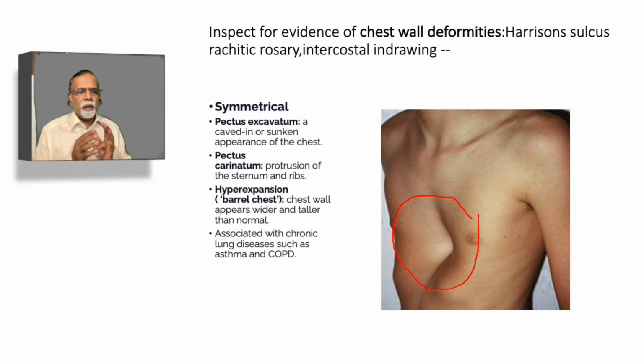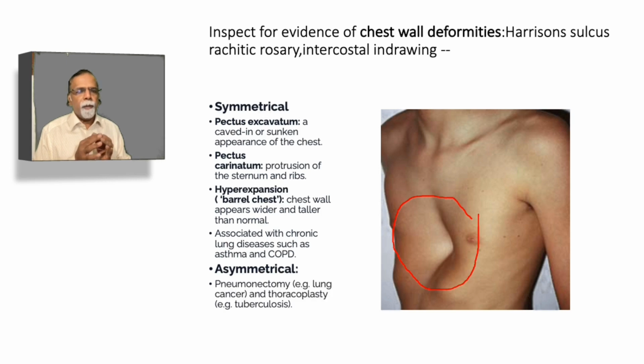Then an asymmetrical chest usually occurs in patients with unilateral lung fibrosis, a lung collapse occurring unilaterally, pneumonectomy following a lung malignancy, or thoracoplasty that has been done earlier. So chests are basically divided into symmetrical and asymmetrical. Asymmetry means there is an abnormality on that side, and a symmetrical chest is usually due to a diffuse disease like emphysema.